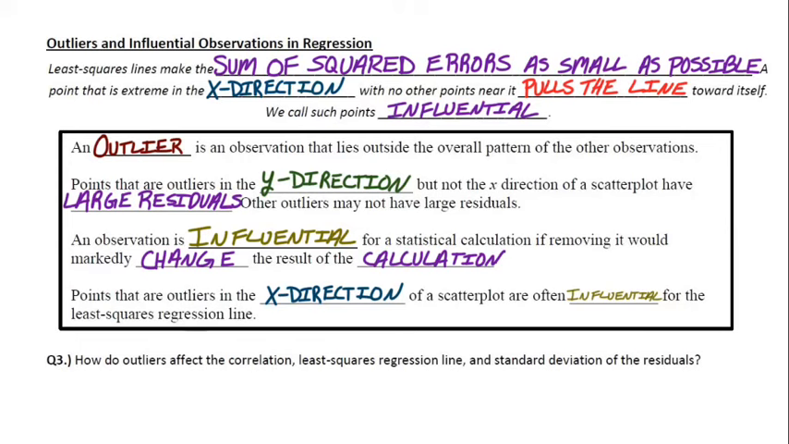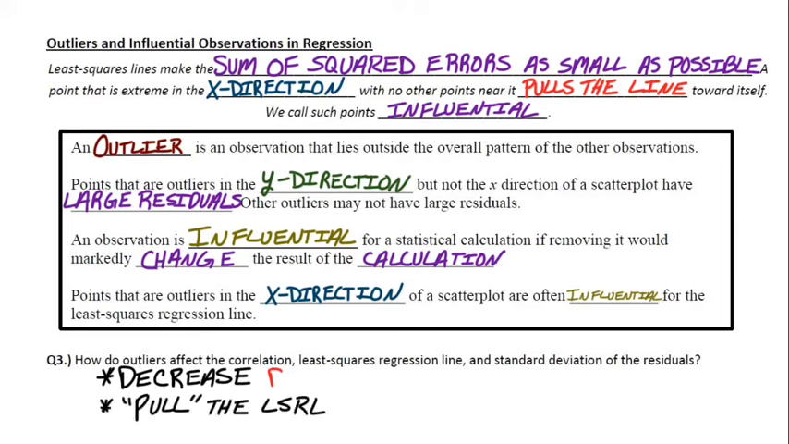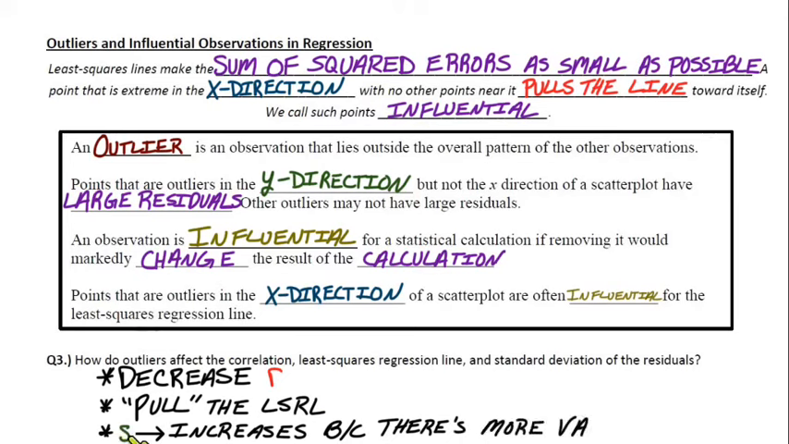So how do outliers affect the correlation, the least squares regression line itself, and S, the standard deviation of the residuals? Outliers will make the correlation weaker, so they detract from the linear trend. It would definitely decrease r, the correlation. In terms of the line itself, it will pull the LSRL and change the slope and the y-intercept, particularly if it's an influential point. And in terms of S, it increases because there's more variability in the data.